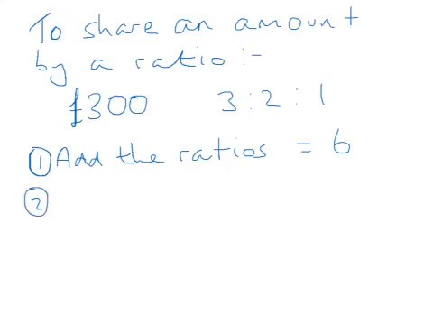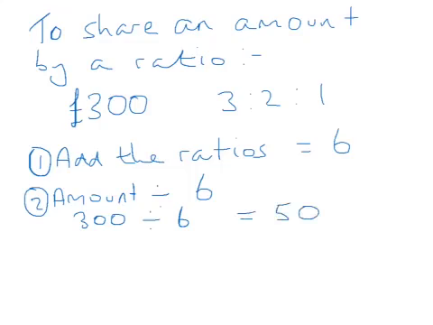Secondly, you take the amount divided by the total, which is 300 divided by 6. 300 divided by 6 is 50. So 50 is 1 share. So if that's 1 share, this is 3 shares, this is 2 shares, and this is 1 share.